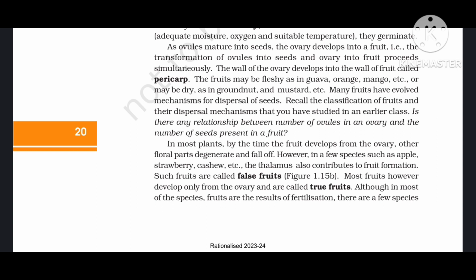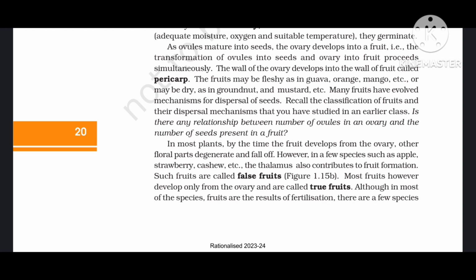Although in most of the species, fruits are the results of fertilization, there are a few species in which fruits develop without fertilization. Such fruits are called parthenocarpic fruits. Banana is one such example. Parthenocarpic fruits can be induced through the application of growth hormones, and such fruits are seedless.